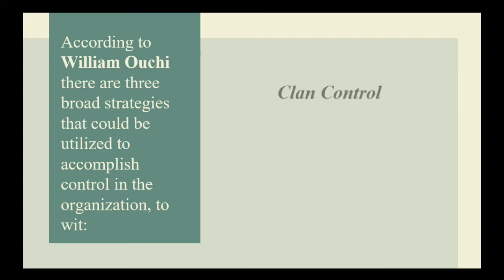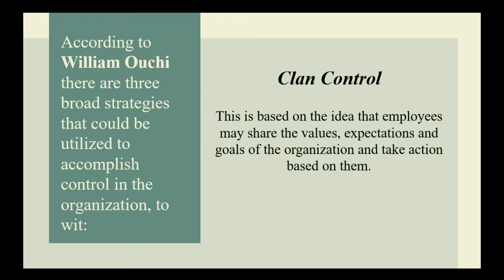Lastly, we have clan control. This is based on the idea that employees may share the values, expectations, and goals of the organization and take action based on them. So clan control refers to the values and beliefs of an organization that operates more like a family than a company. In clan control, high-level management is seen as mentors rather than bosses. There are very few rules and policies put in place by organizations because it relies mostly on the trust of its employees. So the company will have a strong focus on teamwork and the consensus of its employees.